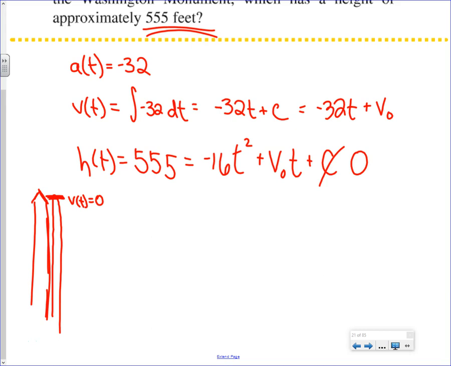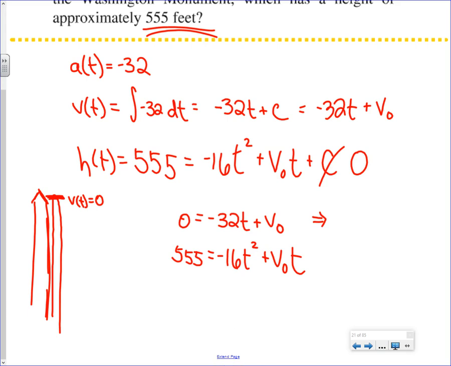So now we can say 0 is equal to negative 32t plus v sub naught when 555 is the height. Now let's use our math skills to say, how do we solve a system of equations with 2 unknowns and 2 equations? Substitution. Substitution is a great one. Who do we want to get at the very end?